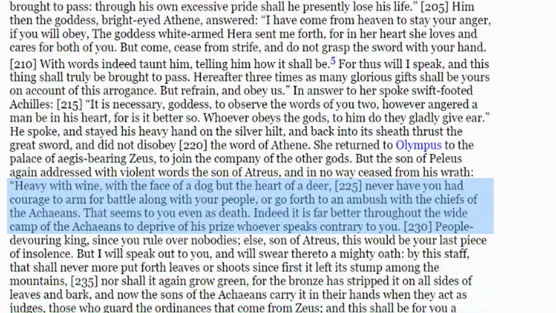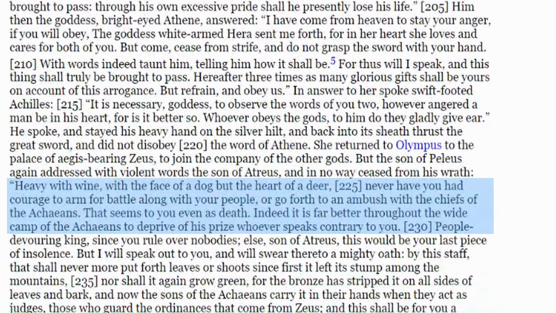They don't have this concept of fair fight, or it's not exactly the same concept as we have. So this business of ambushing, and if you continue to read the poem, there is a point later where two heroes do go on an ambush, and they capture a man and they threaten him to get information out of him. And that's presented as a glorious episode. Go forth to ambush with the chief of the Achaians. That seems to you even as death.